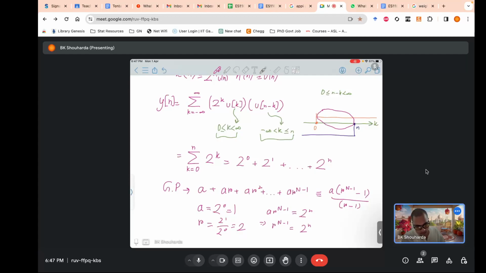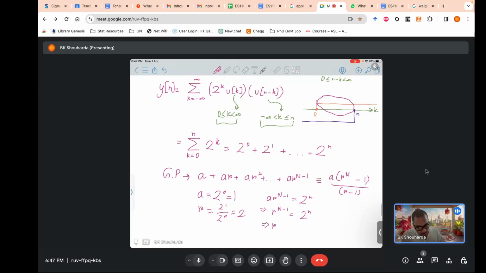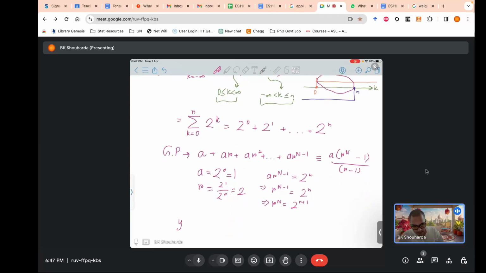Well, is that correct? For n equals 1, 2 to the power 1 is 2, and 1 plus 2 is 3. It should be R to the power n. So R to the power n is 2 to the power n plus 1. So the summation y of n will actually be A into 2 to the power n plus 1 minus 1 by 2 minus 1, which equals 2 to the power n plus 1 minus 1.